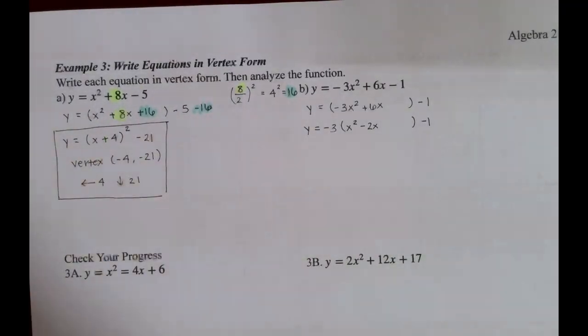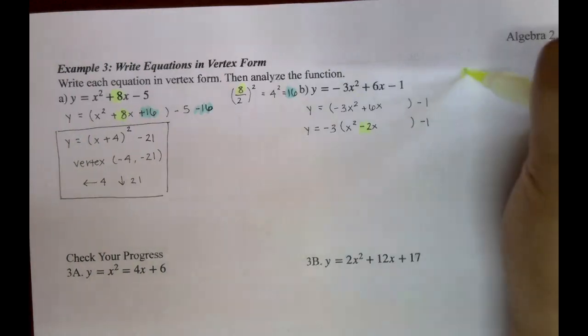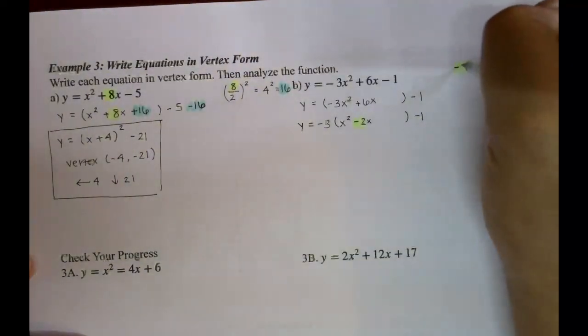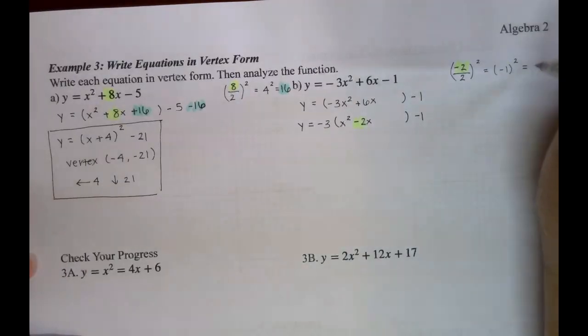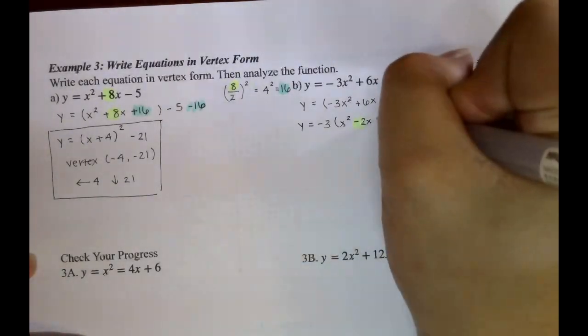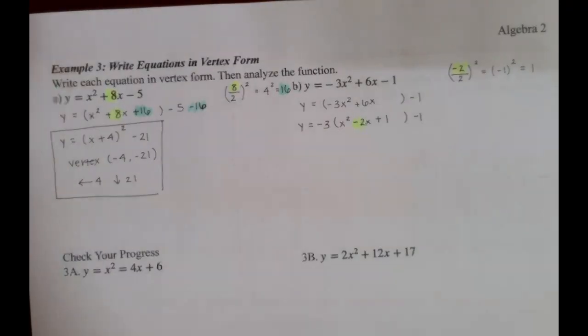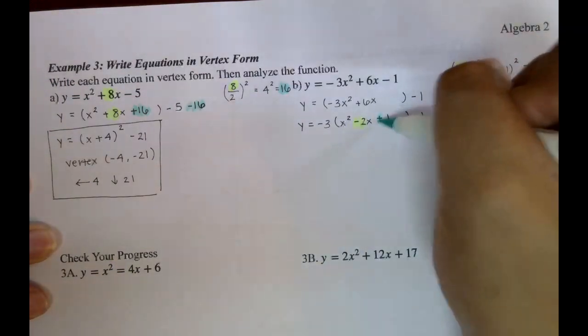Okay. Then I'm going to take my b, in this case, negative 2. I'm going to divide it by 2 and square it. Negative 2 divided by 2 is negative 1, and negative 1 squared is 1. I'm going to take that 1, I'm going to add it here. Okay. But keep in mind, this isn't actually a 1, right?